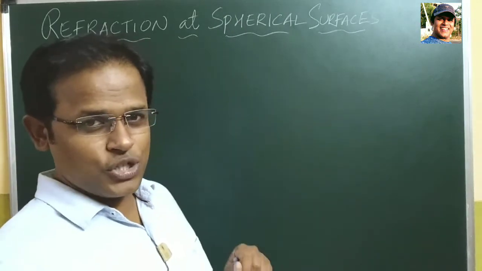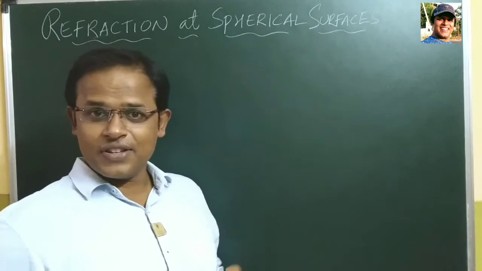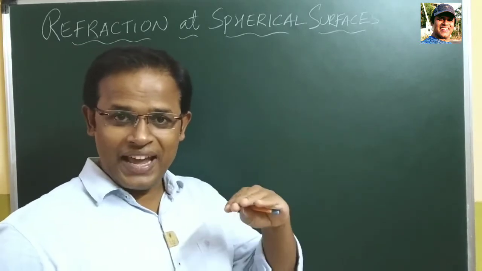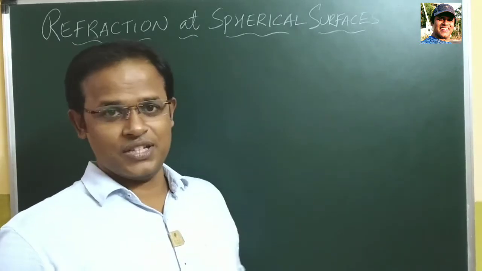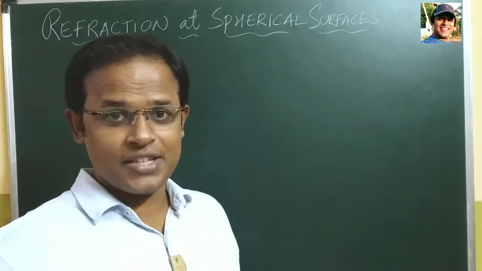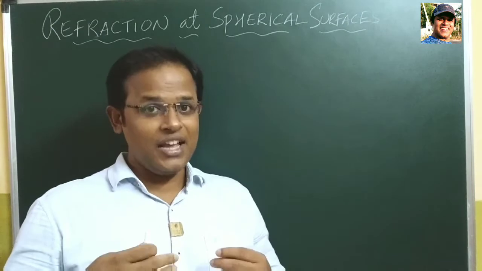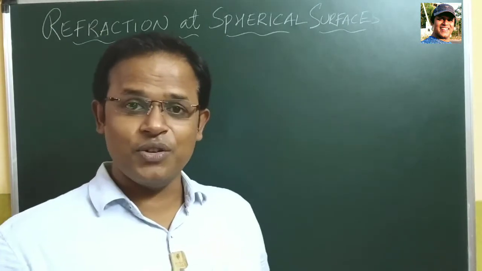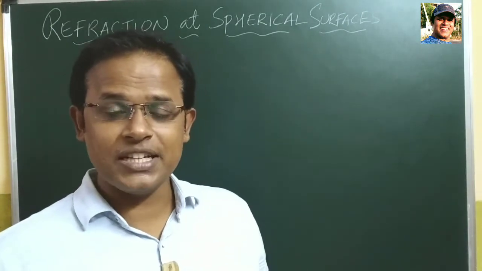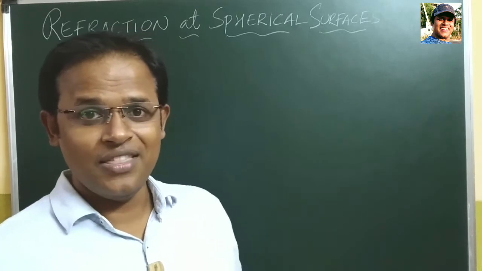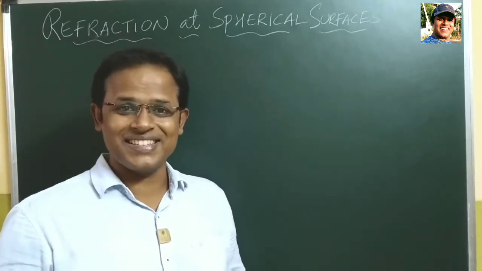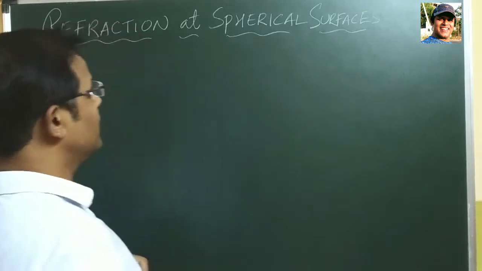So today the question is, what if the surface is not plane but rather curved? How will the refraction take place and what is the mathematical implication out of it? And later on, as we progress, we will also see what is the use of learning refraction at spherical surfaces.